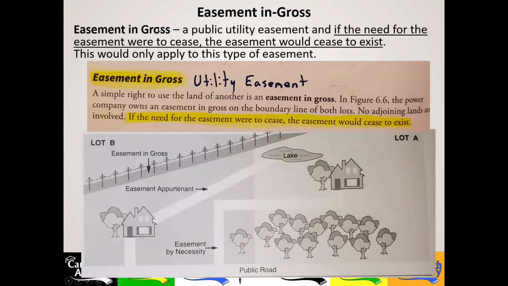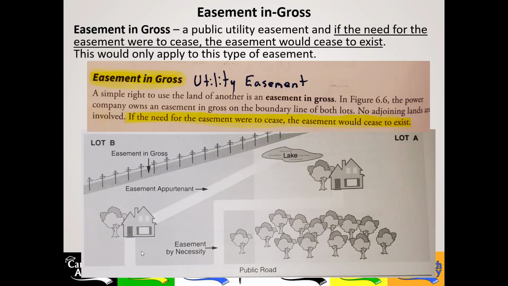Now, an easement in gross is a public utility easement. And if that need for that easement were to cease, the easement would cease to exist. We already highlighted this. This is just showing you an easement in gross. In this image, it would be the telephone poles or power lines, whatever that is, crossing over all these property owners' property. Okay. We need an easement in gross.